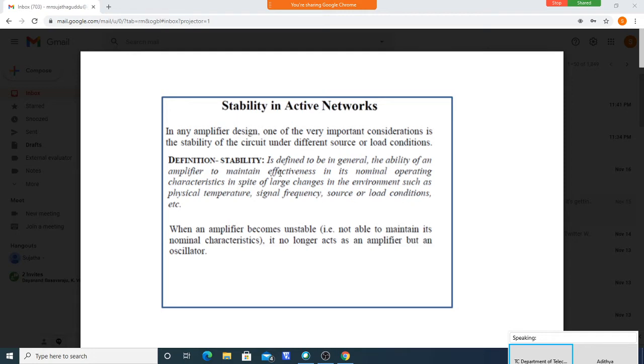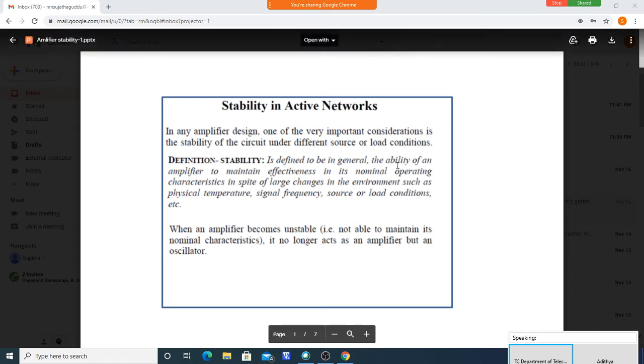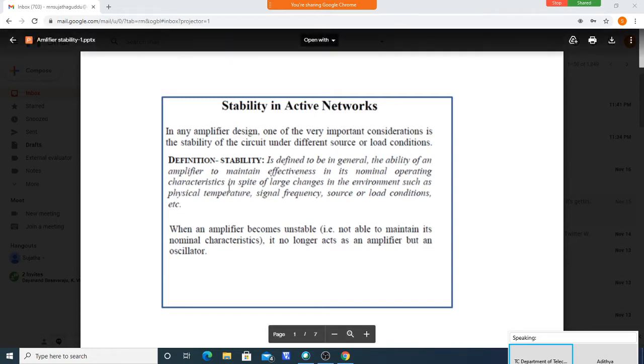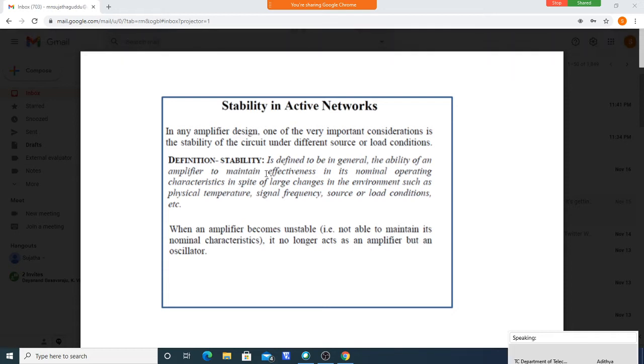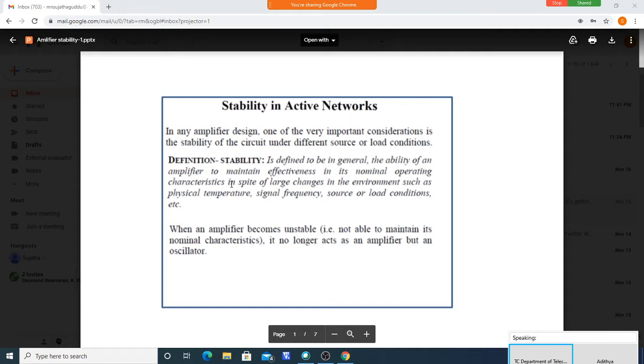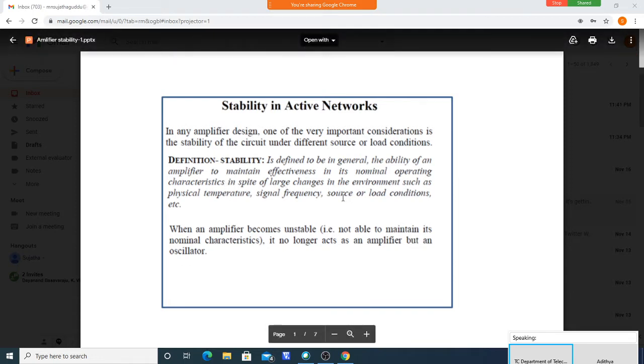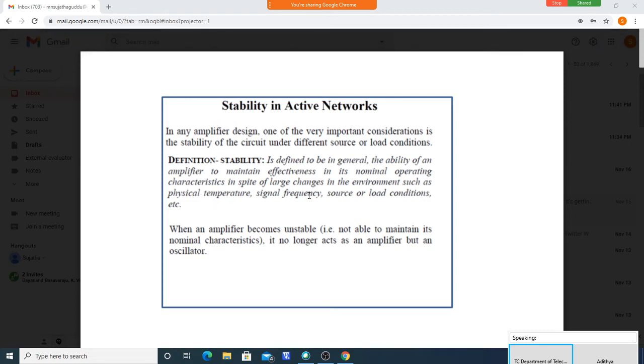So this is the one: is it able to maintain its effectiveness, nominal, the ability of an amplifier to maintain effectiveness in its nominal operating characteristics? Is it able to maintain its operating characteristic effectively, in spite of changes in source and load conditions, and also including temperature and signal frequency?